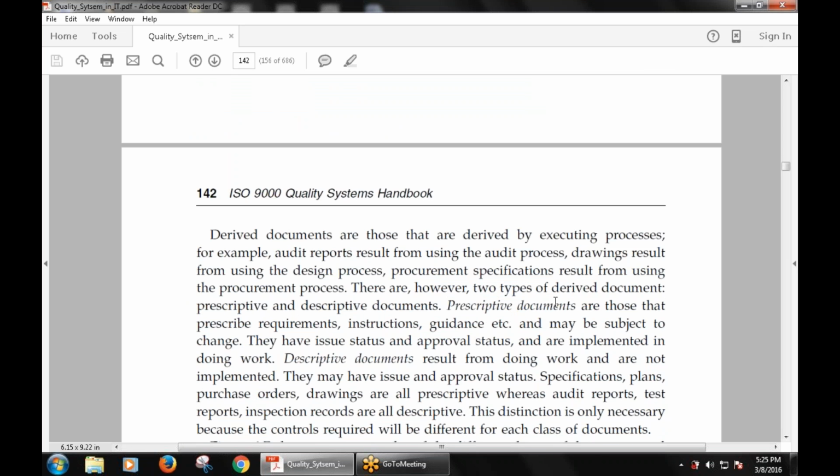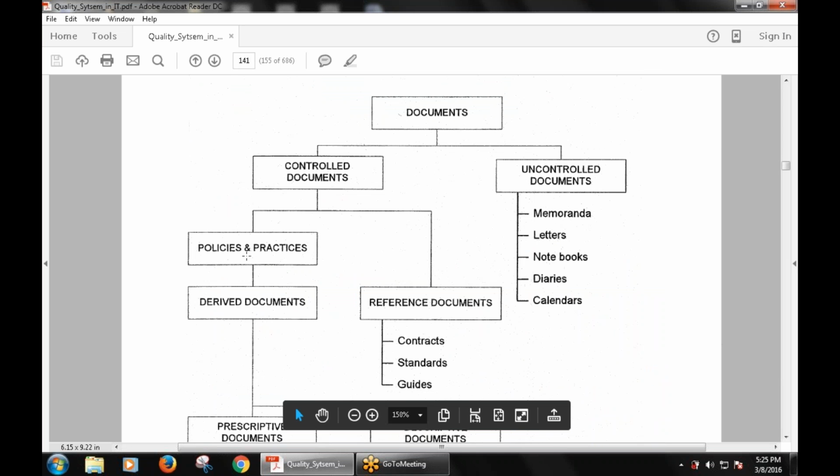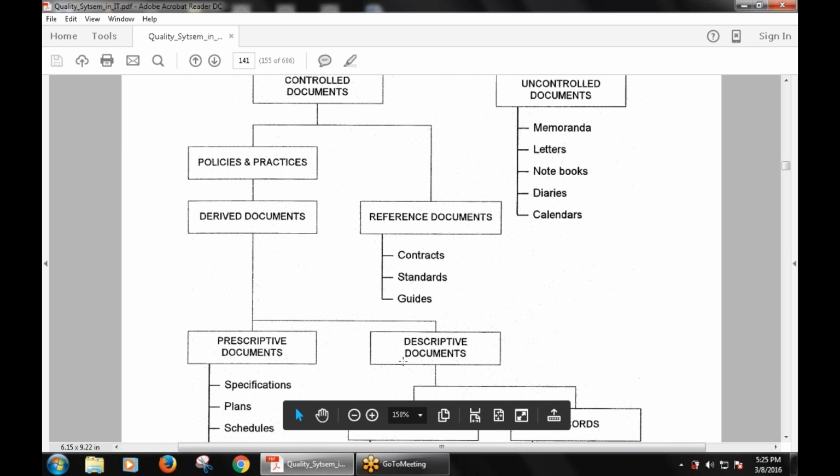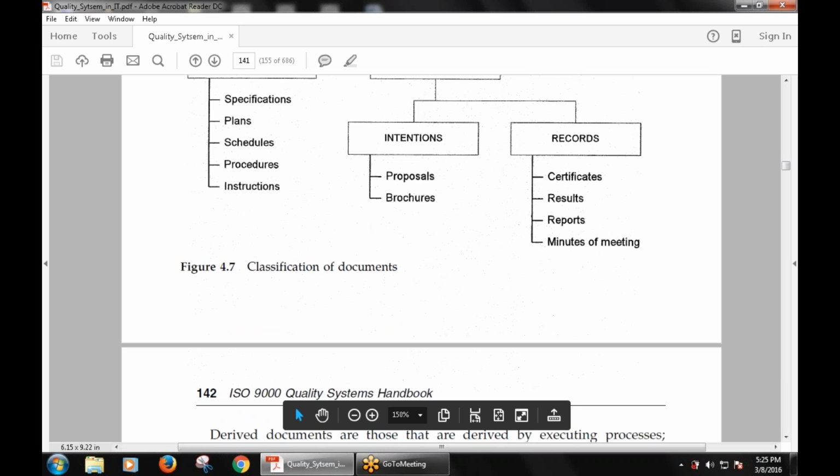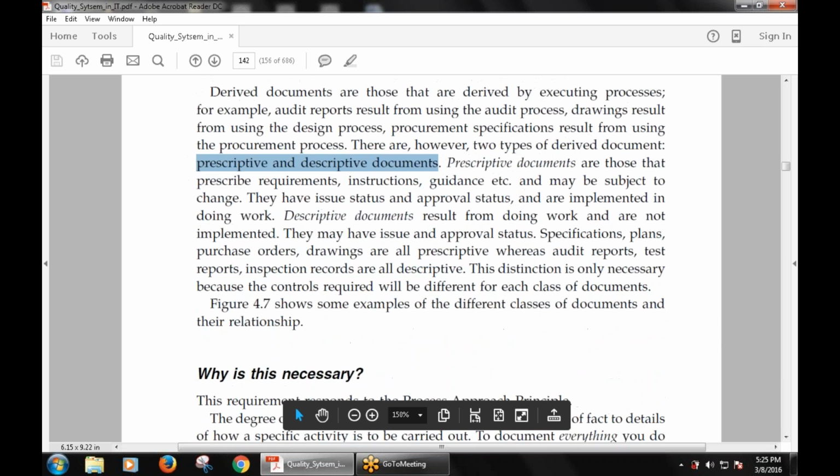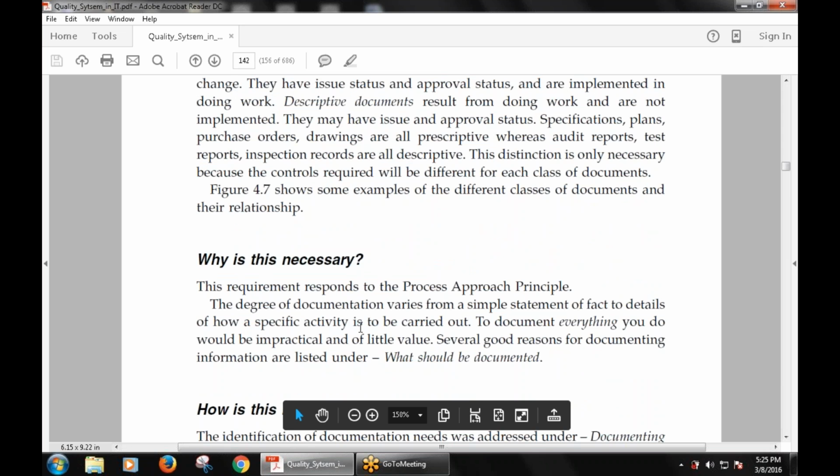And there are two types of derived document, that is the prescriptive and the descriptive document, that includes the procedure, schedule, and so on. Now why is it necessary to divide the documents into multiple categories? So why is it necessary?